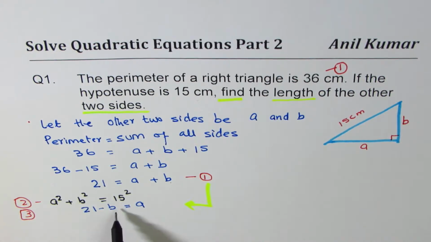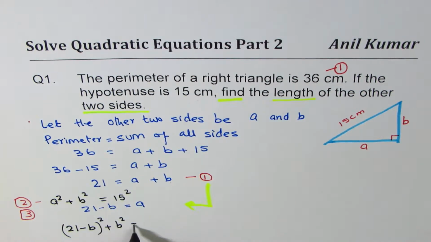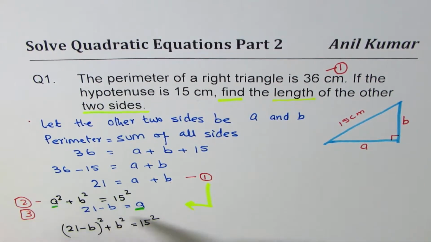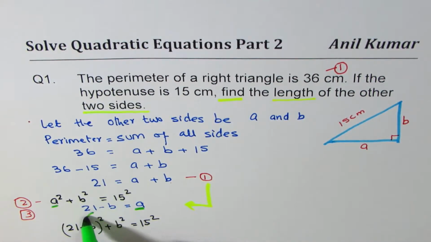We can substitute this in our equation 2. So if I substitute A in A square plus B square, where A is 21 minus B, we get 21 minus B whole square plus B square equals 15 square. Is it okay? So we get our equation which is in single variable. So at this stage, what we have done is we have substituted the value of A here, which is 21 minus B.